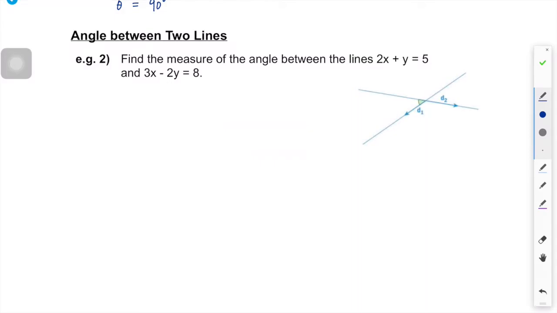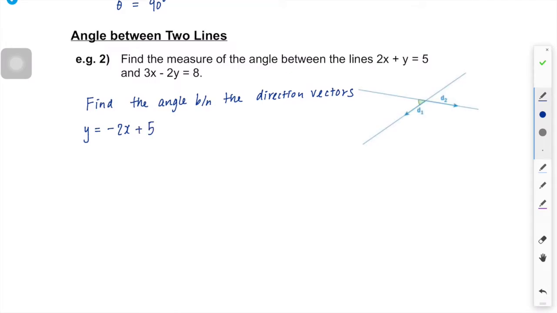Secondly, let's look at the angle between two lines. Well, the angle between two lines is the angle between two vectors on the lines. So the most convenient thing to use, of course, would be direction vectors. So find the angle between the direction vectors. Since the two lines are given to us in standard form, I can easily rearrange them into y equals mx plus b form.